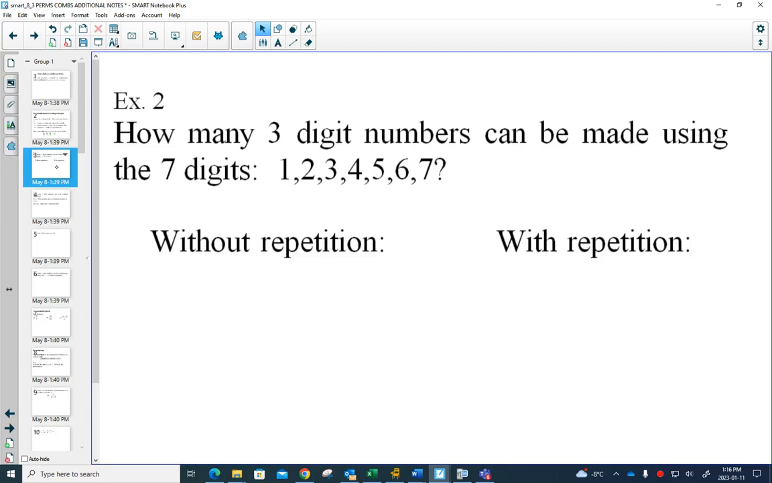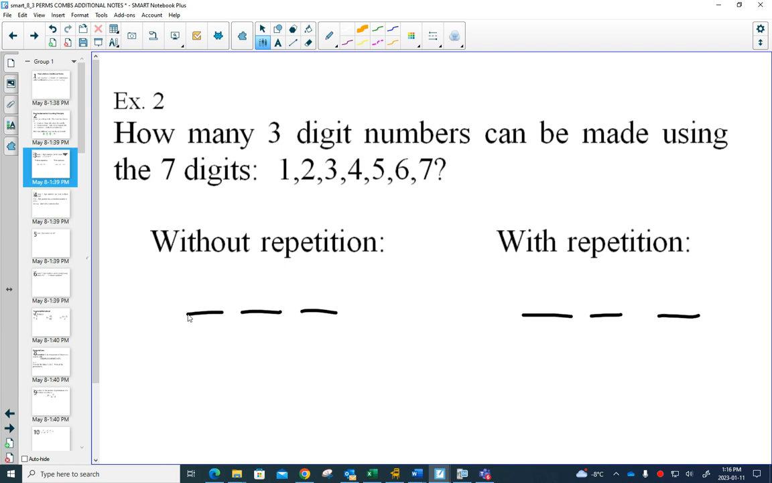Sometimes you'll get a question that will tell you you're allowed to repeat things, and sometimes they'll tell you you're not allowed to repeat things. So if you were using the digits 1 to 7, and you were making a 3-digit number, you would have 3 decisions to make. So both of these would have 3 spaces. If you were not allowed to repeat a number, in other words, it's like this list of numbers are actual physical numbers. Once you pick one of them, it's gone.